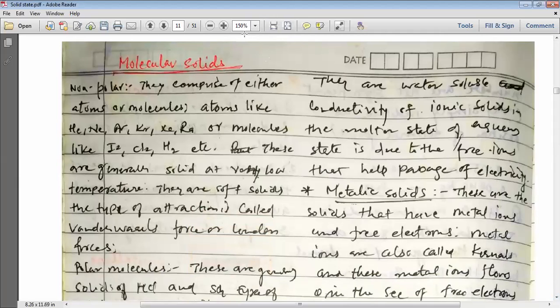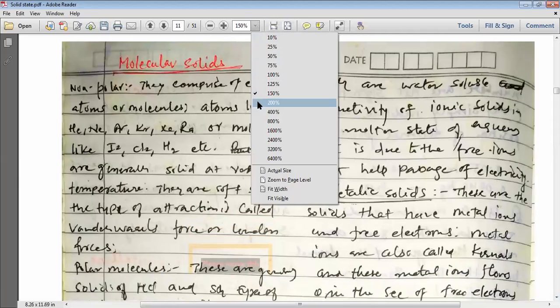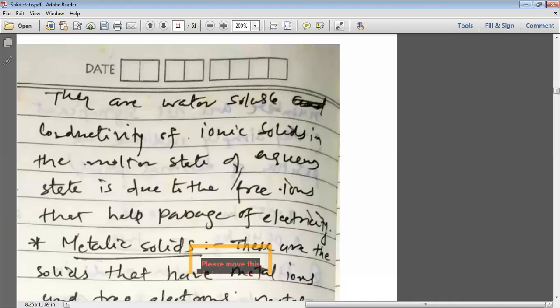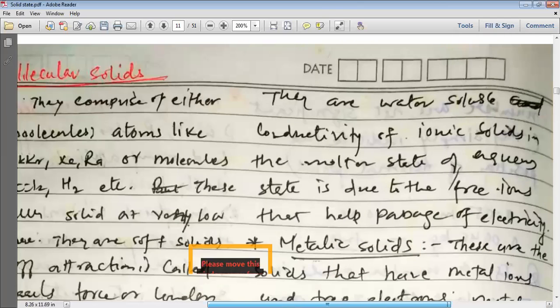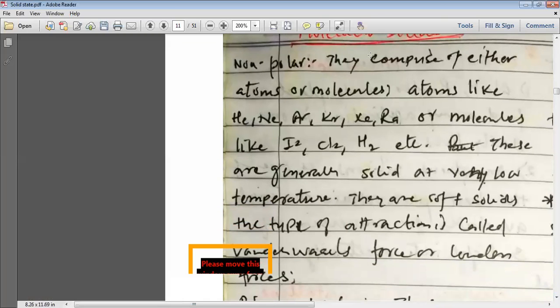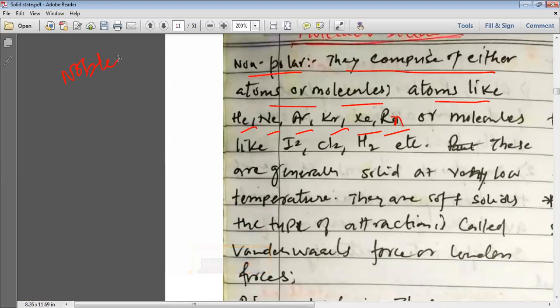Now let us study each type of solids one by one, and let us start with the solid which is known as the molecular solid, my dear students. So let us first study about the molecular solid. First type of molecular solid is known as the non-polar solids. They comprise of either atoms or molecules. Atoms like helium, neon, argon, krypton, xenon, radon, which are actually the noble gases or inert gases.